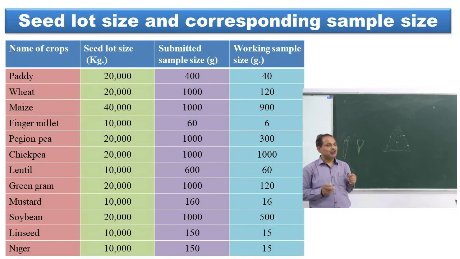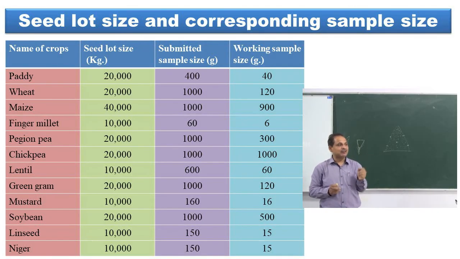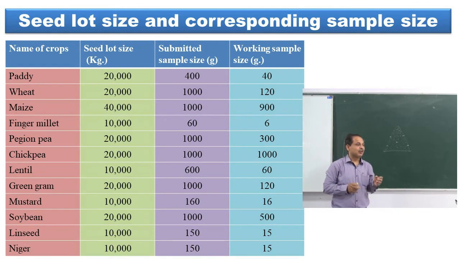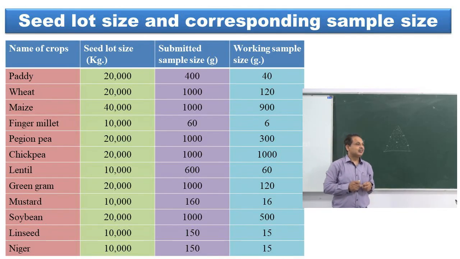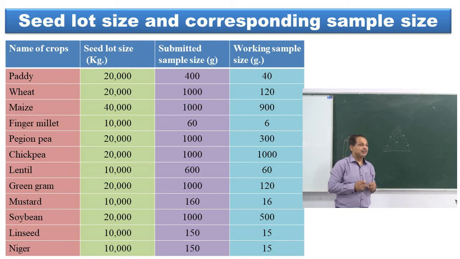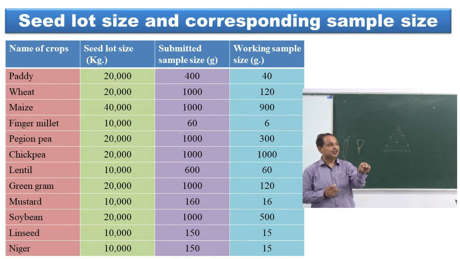These are some of the seed lot sizes prescribed for different crops, and against these seed lots, the size of submitted samples or working samples as just mentioned in the slides. For example, in the case of paddy, the seed lot size will be 20,000 kg, the submitted sample size will be 400 grams and the working sample would be 40 grams only. So you can see how much the sample is reduced from the seed lot, primary samples and composite samples to the submitted samples and then the working samples.